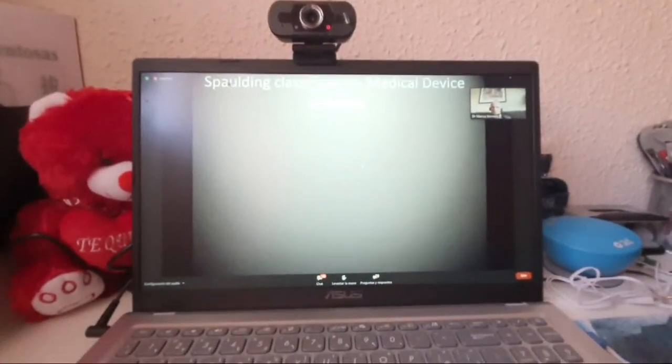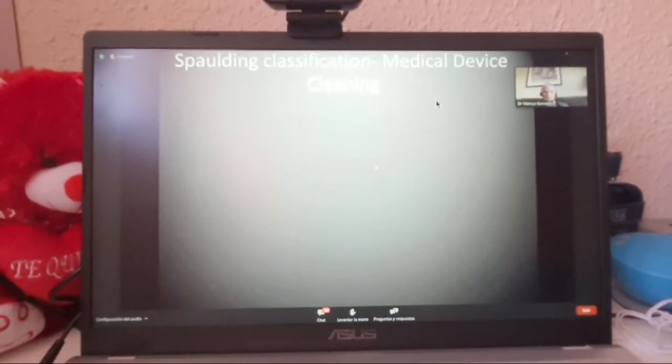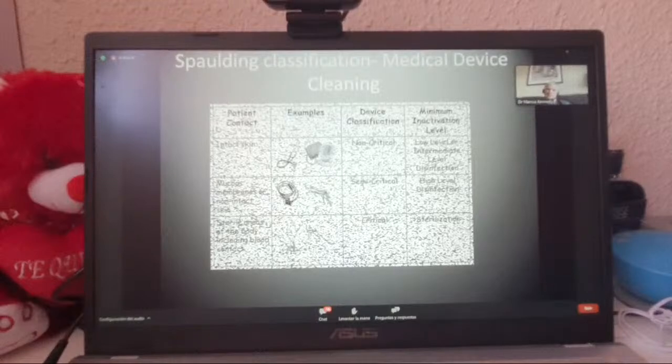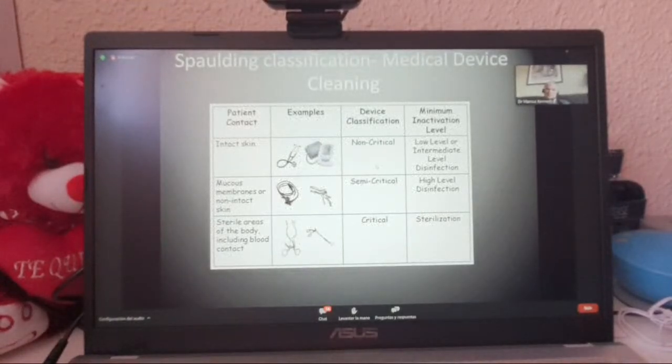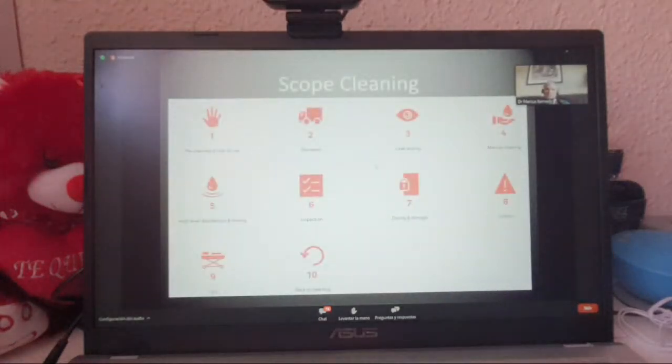As regards cleaning of bronchoscopes and, in general, cleaning of devices, the Spalding classification looks at the cleaning of medical devices in general. Actually, endoscopy and bronchoscopy is considered a critical device and should be sterilized, but we don't sterilize bronchoscopes, because bronchoscopes really don't survive sterilization. So we do high-level disinfection.